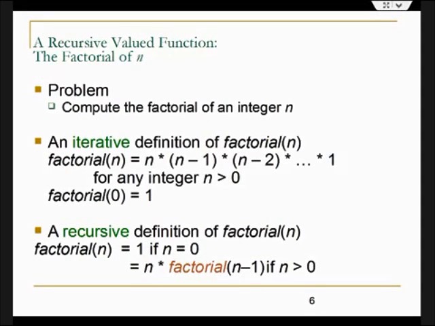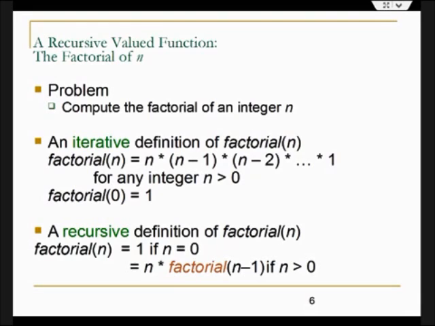So here is another example. In fact, this is the example that I showed you on the SDBA website earlier. It's to compute the factorial of an integer. As you might recall, the factorial of n is n times n minus 1 times n minus 2 times n minus 3 times n minus 4, all the way down to when it reaches 1, for any integer greater than 0. And the factorial of 0 is 1. So here we have our base case, and here we have our recursive case.